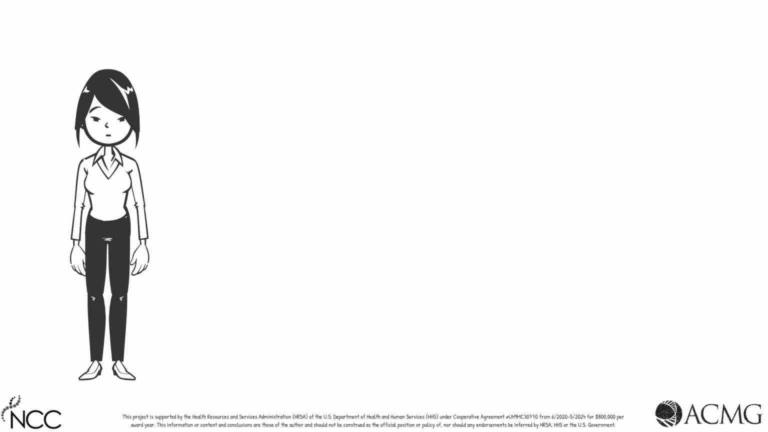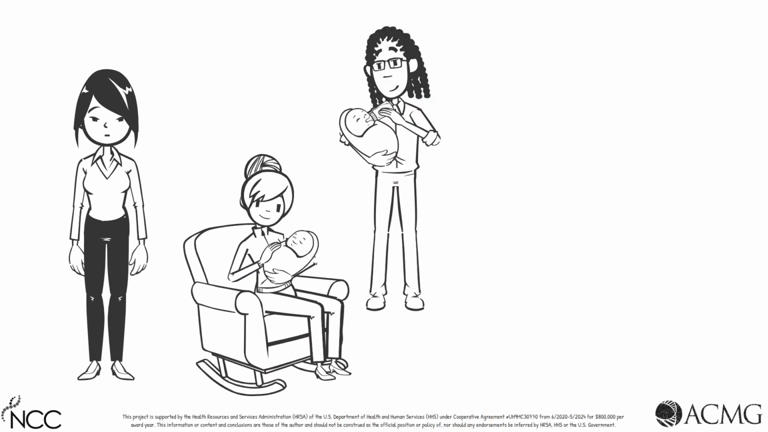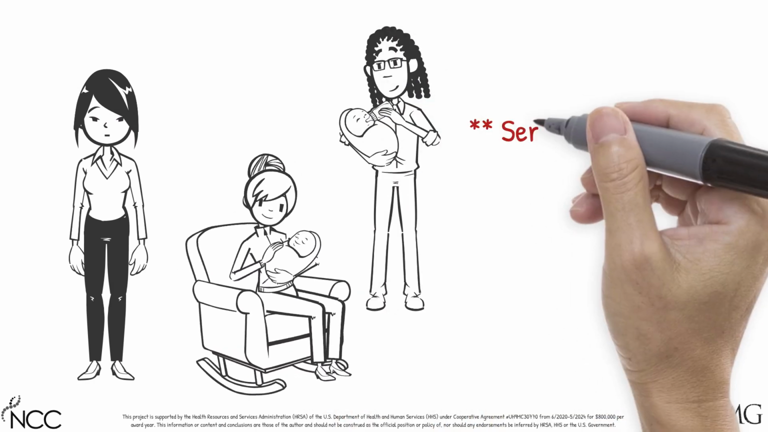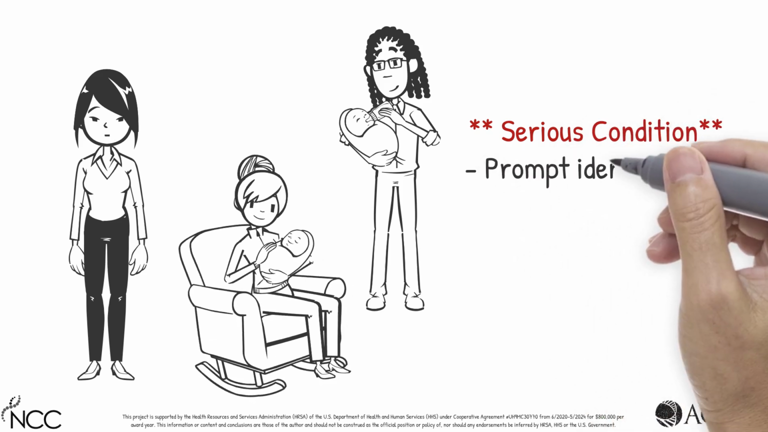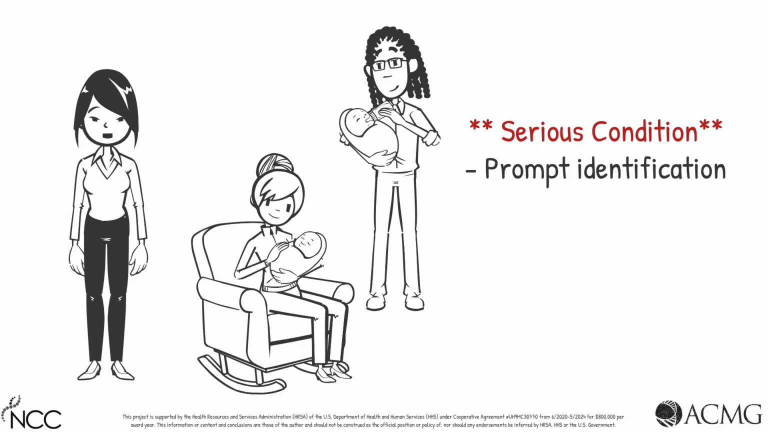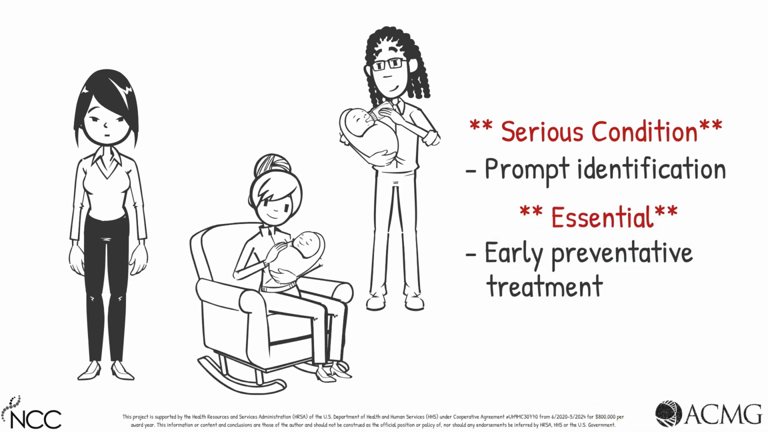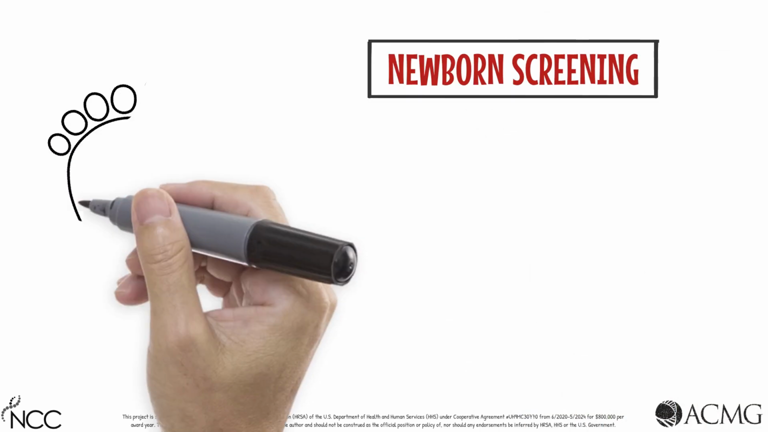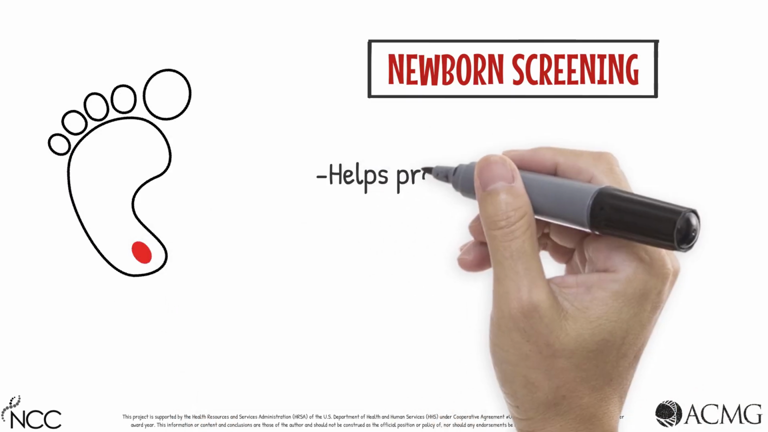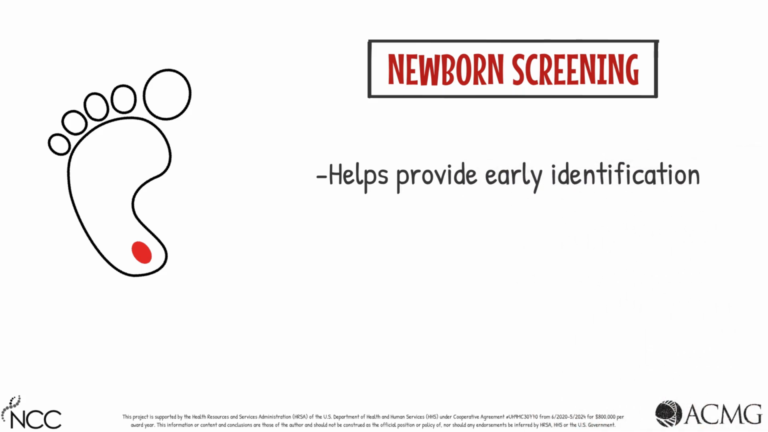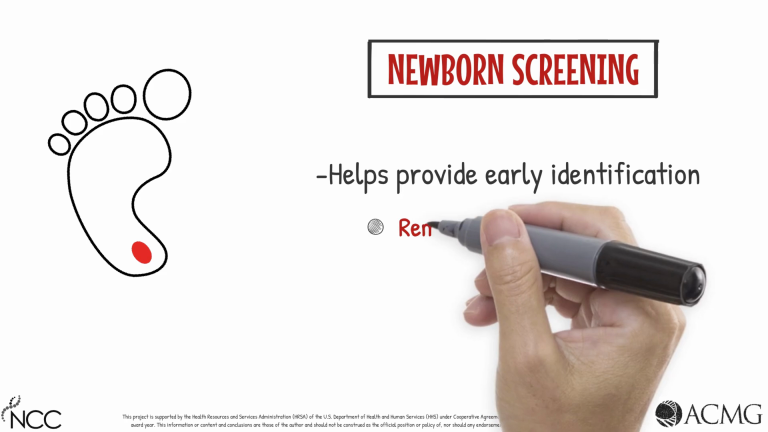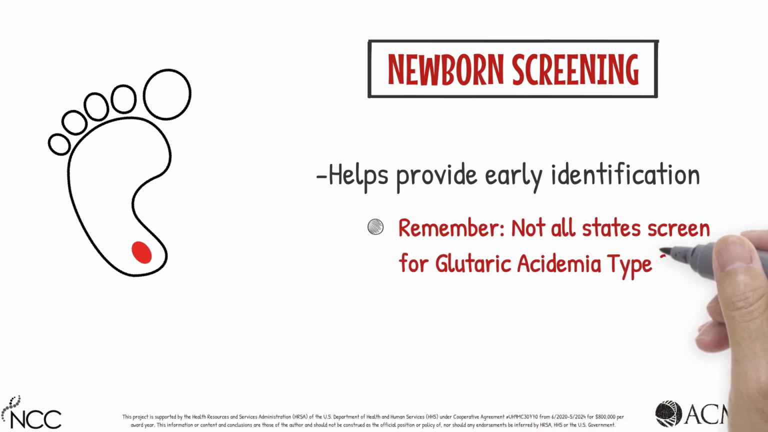Before we end today's session, let's have a quick review. First, glutaric acidemia type 2 is a serious condition, and identification of affected individuals is essential for administration of early treatment. Second, newborn screening helps provide early identification of glutaric acidemia type 2, though not all states screen for this condition.